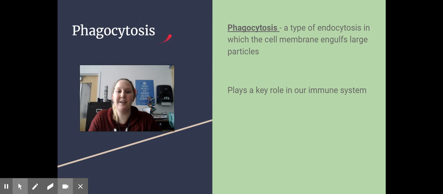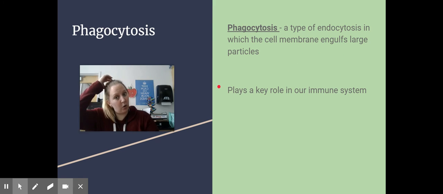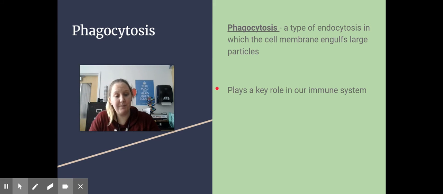The primary one is phagocytosis. This is a type of endocytosis that's considered cell eating. The cell will engulf large particles of food, and this plays a role in our immune system. If we're looking at phagocytosis, this is just food molecules, not liquids.